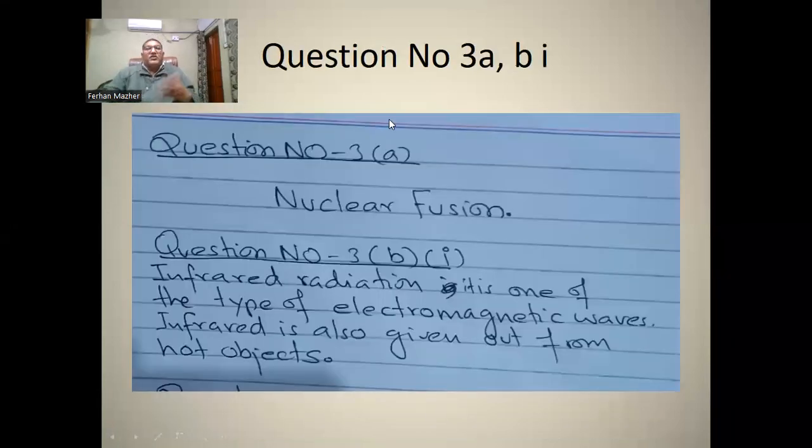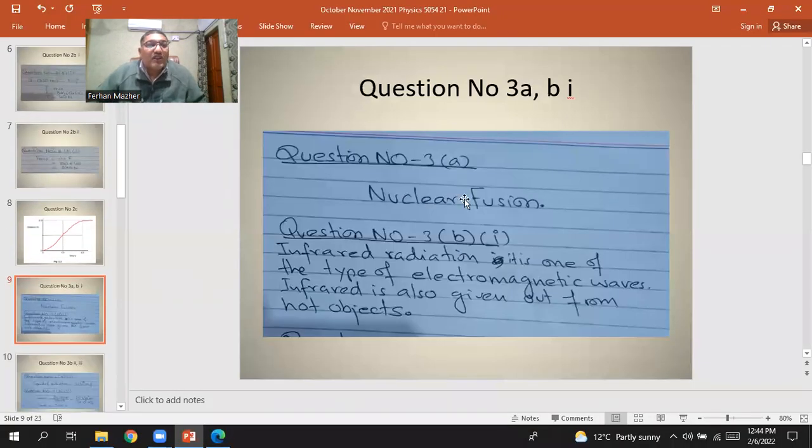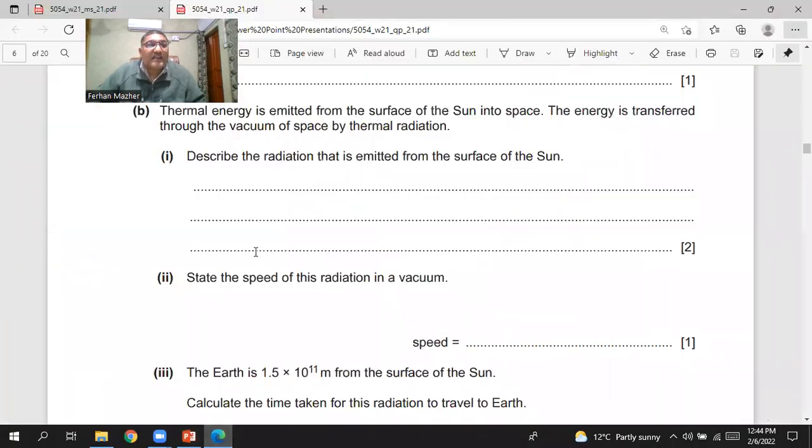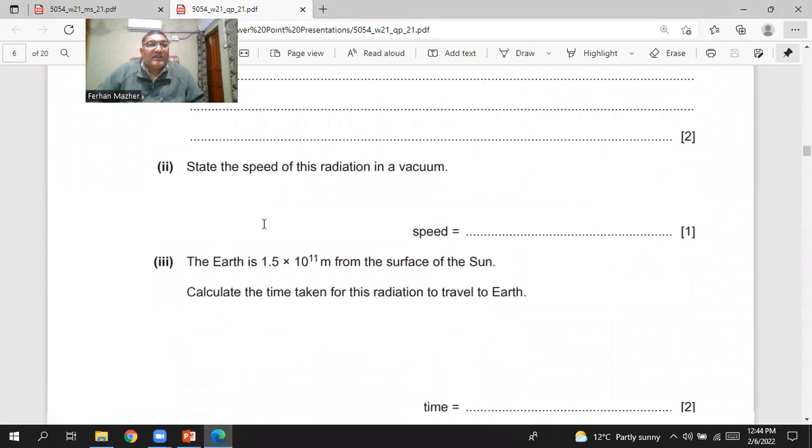Okay, so the nuclear fusion is taking place on the sun, and the first part is infrared radiation. It is one of the types of electromagnetic waves. Infrared is also given out from hot objects. So the sun is also a hot object and it's giving out infrared radiation. Okay, so let's move to the next part.